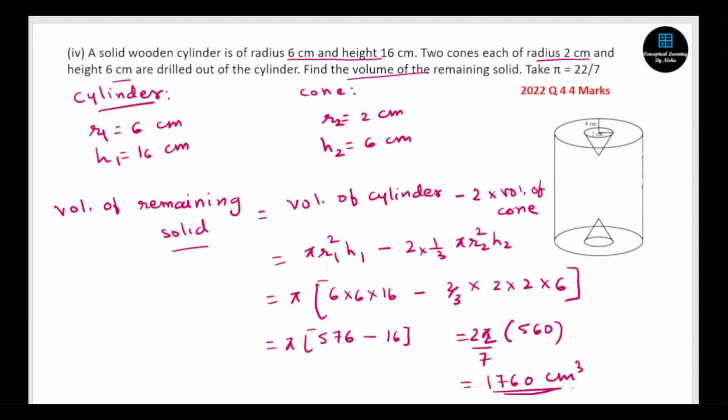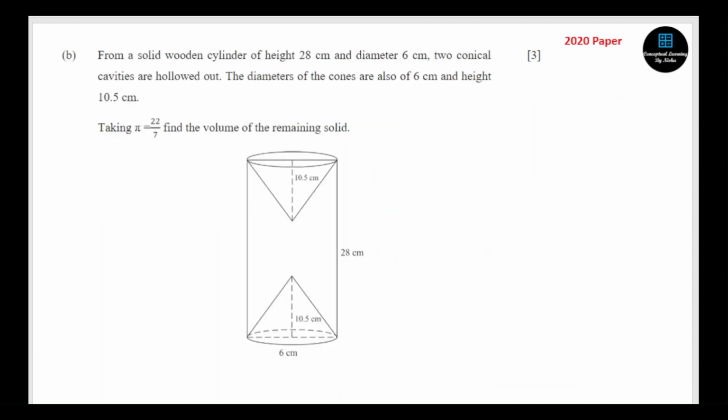Alright. Perfect. Now, this is again a similar question which was asked, like repeated. Similar thing. So, again a cylinder is there. Again 2 cones are cut out and you have to find the volume of the remaining solid. Exactly same, the values are different. 28 and 6 centimeter are given, height and diameter. So, for cylinder, what you have to write?